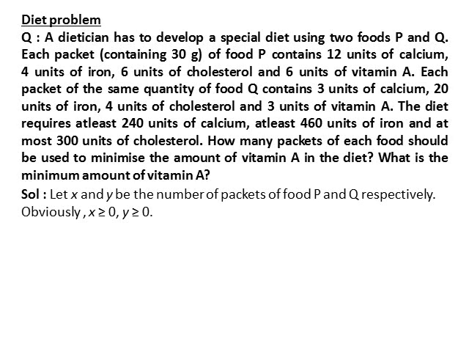Students, one packet of food P contains 6 units of vitamin A. So x packets contain 6x units of vitamin A. Similarly, one packet of food Q contains 3 units of vitamin A. So y packets contain 3y units of vitamin A. Now we have to minimize the amount of vitamin A. So our objective function Z is equal to 6x plus 3y.